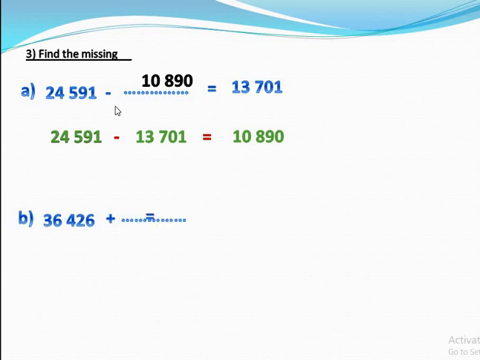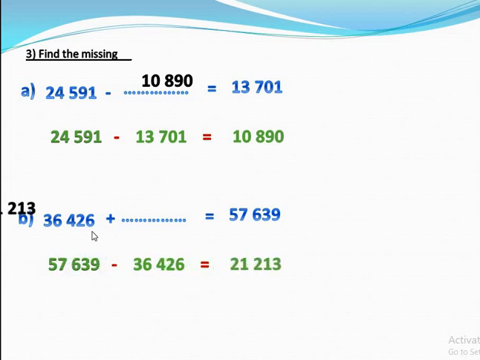Letter B, 36,426 plus missing number equals 57,639. We have here two far numbers. So we are going to subtract. Yes, subtract. If we have far, subtract. So it will be 57,639 minus 36,426. It will be 21,213. Okay, let's see the other example.